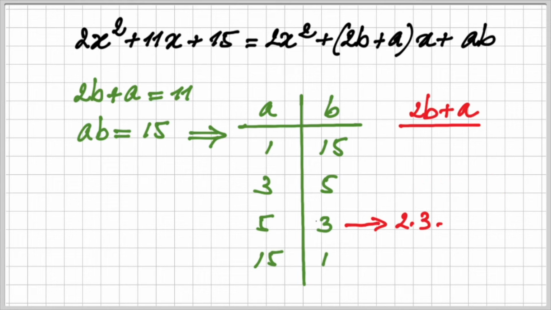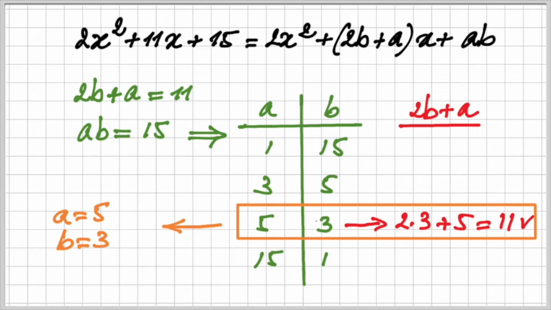And we go to the next possibility, 2 times 3 plus 5. This is equal to 11, and basically that's what we want. So we find that A is equal to 5 and B is equal to 3. So we found now the different terms, and we can rewrite this expression. We can factorize this expression.